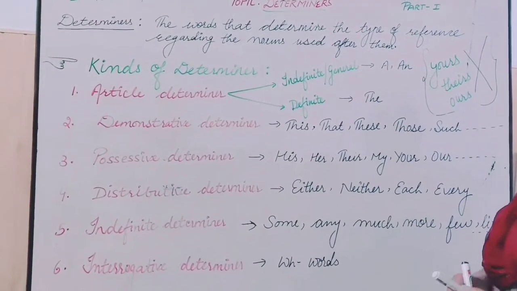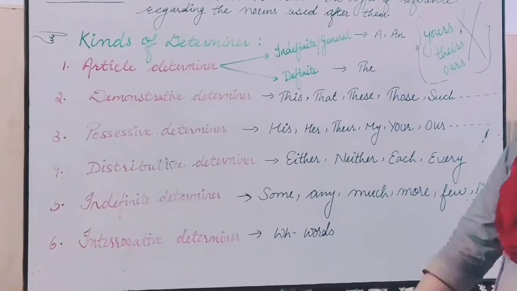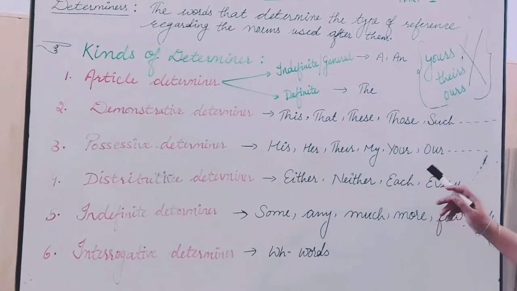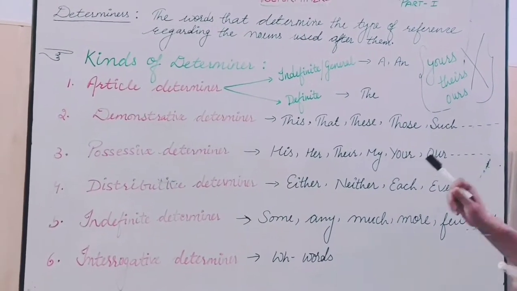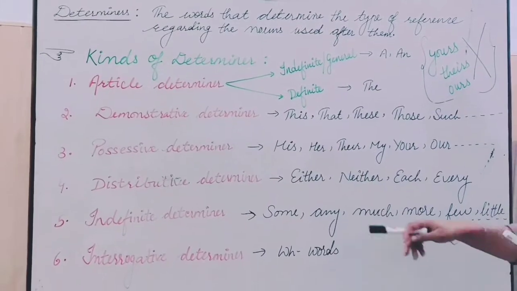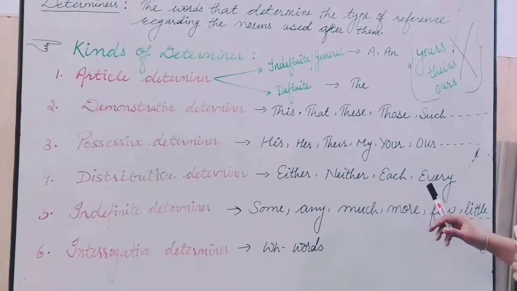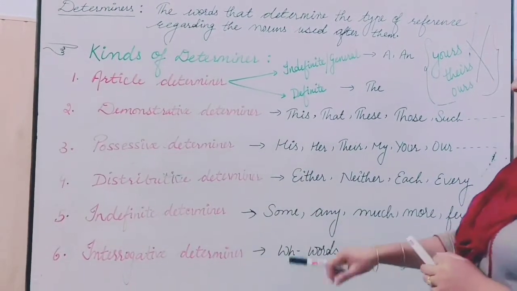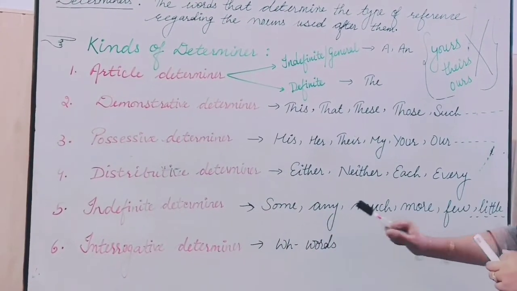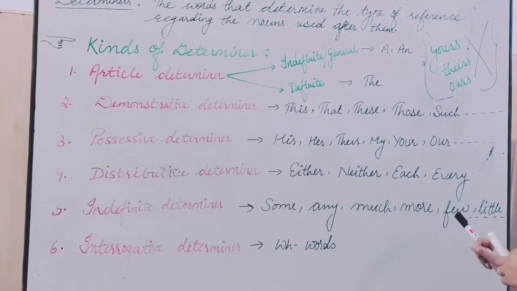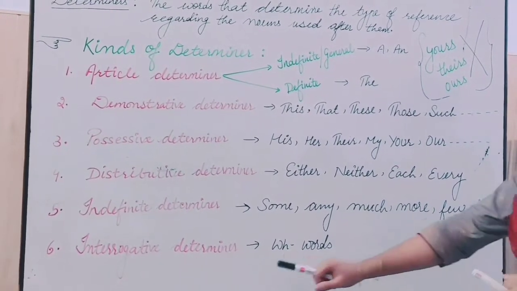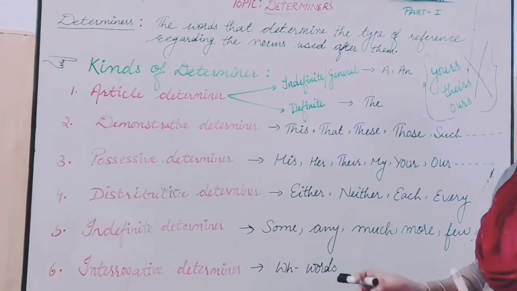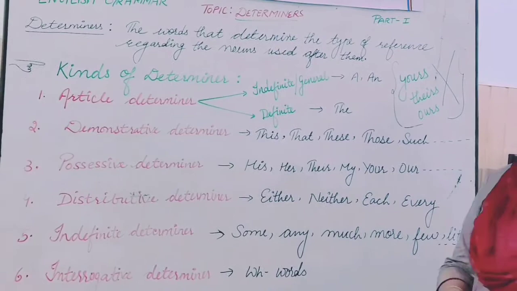Now the fourth one is distributive determiner, to distribute. Then it is either, neither, each and every. So these four words you have to keep in mind here only: either, neither, each, every. Indefinite determiner, that is some, any, much, more, few and little. And the last one is interrogative, the WH family words. Clear? So these are the kinds of determiner.